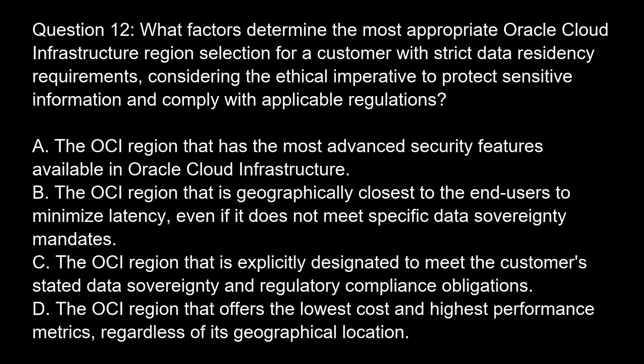Option A. The OCI region that has the most advanced security features available in Oracle Cloud Infrastructure. Option B. The OCI region that is geographically closest to the end users to minimize latency, even if it does not meet specific data sovereignty mandates. Option C. The OCI region that is explicitly designated to meet the customer's stated data sovereignty and regulatory compliance obligations. Option D. The OCI region that offers the lowest cost and highest performance metrics, regardless of its geographical location.